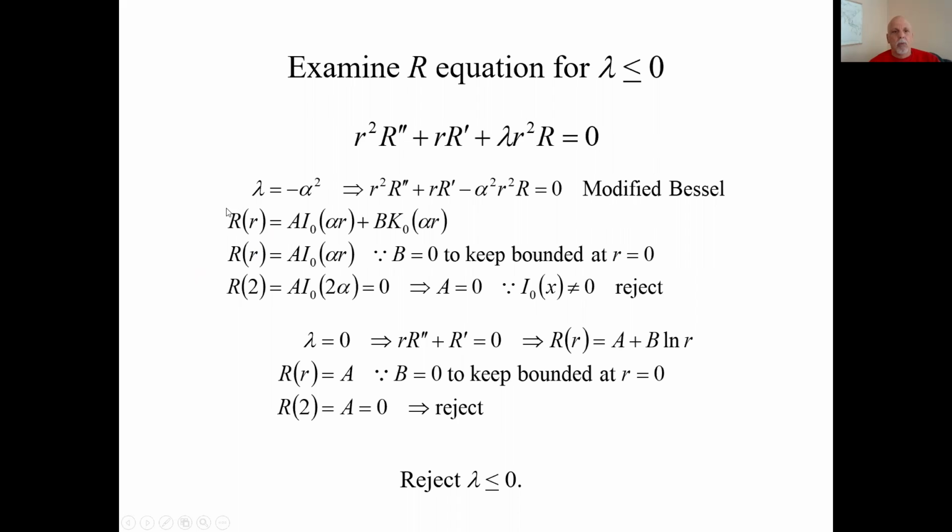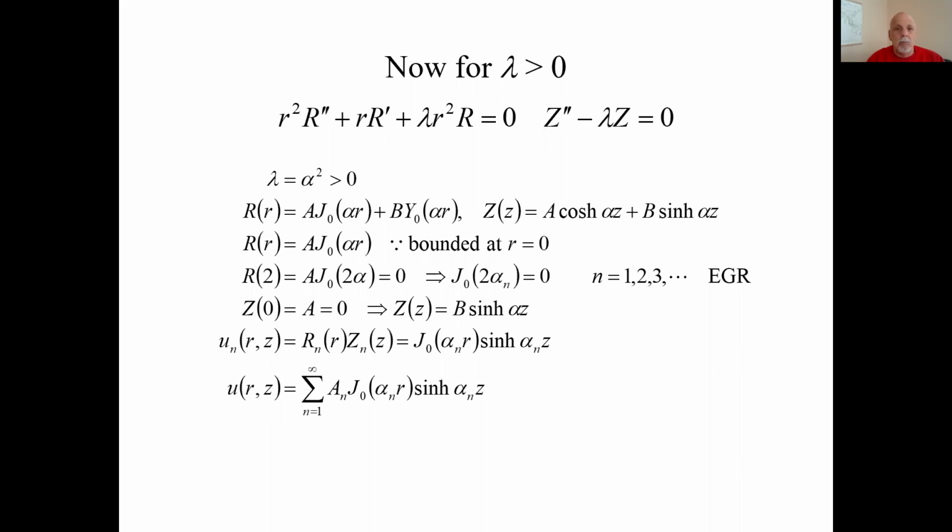We looked at the modified Bessel equations and we could reject non-positive lambdas. I'm not going to go through all this again. But solving the partial differential equation and two of the explicit boundary conditions and the implicit condition of boundedness, we got this solution.